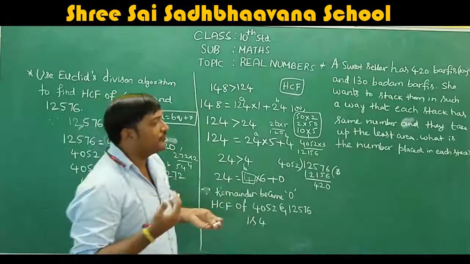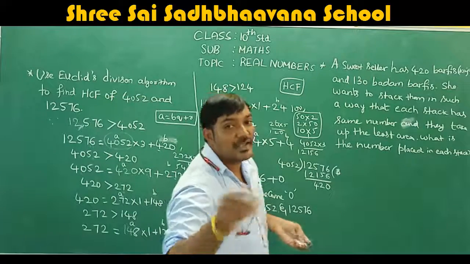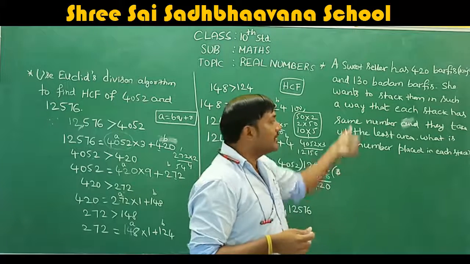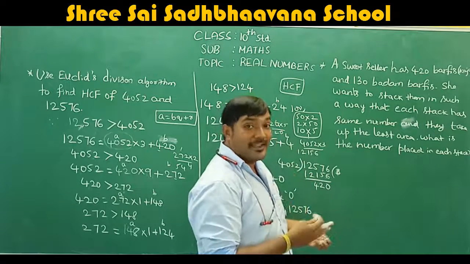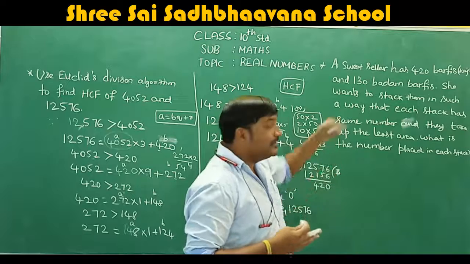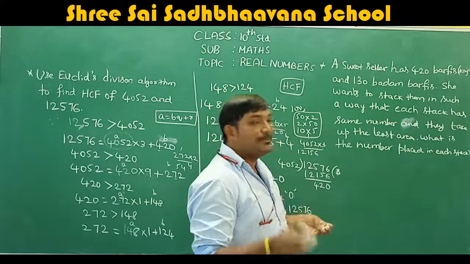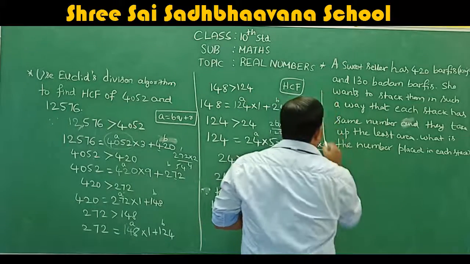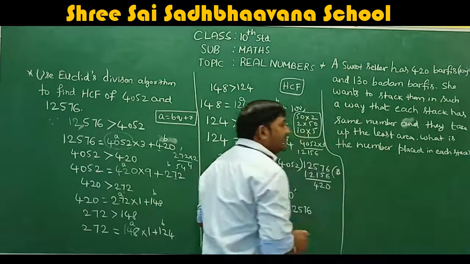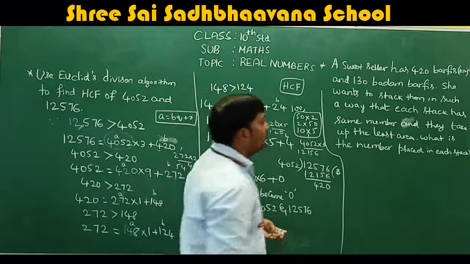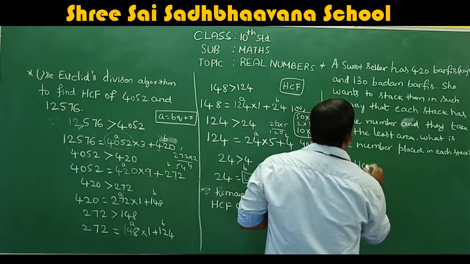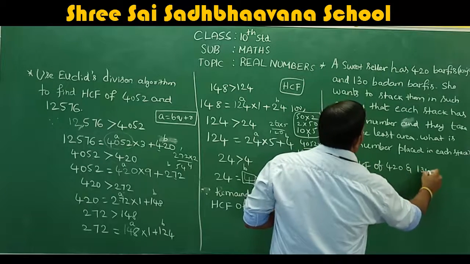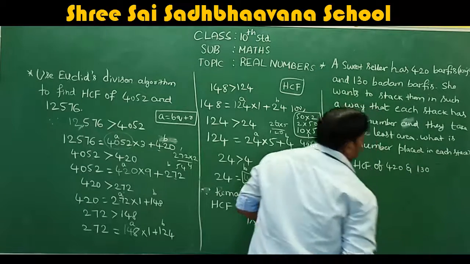As I told you, you can take 420 burpees. In each stack he can keep one, and he can write 420 or 240. That depends on him. But we have to do this sum in such a way that we get the minimum area with the minimum number of stacks. So that is the reason the answer will be given easily by taking the HCF. So the HCF of 420 and 130 we have to find.